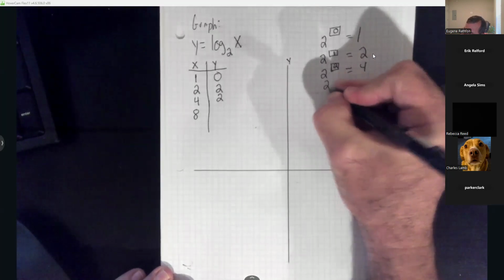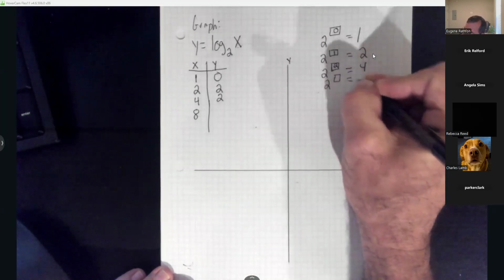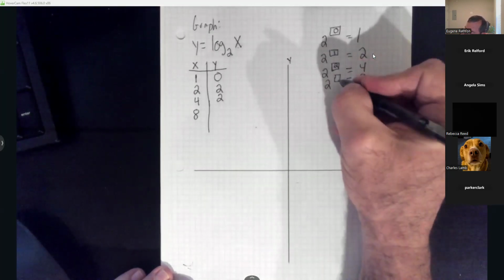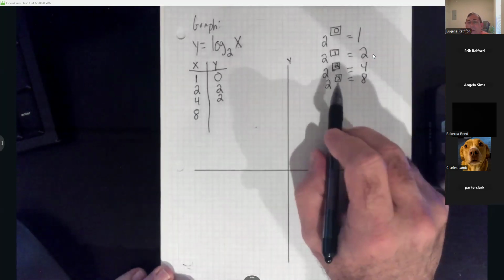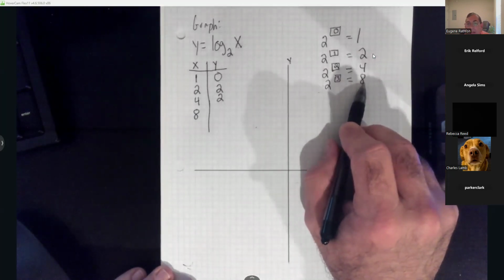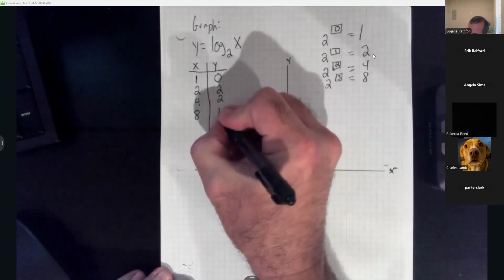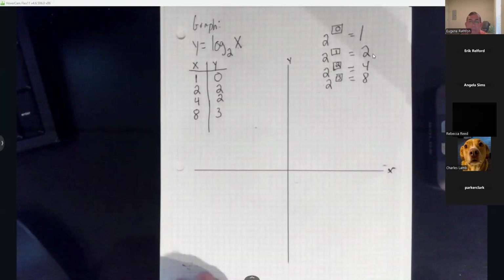So you got 2 to some exponent is going to equal 8. Well, y'all, that would be a 3. 2 times 2 is 4, times 2 would give me 8. So that would be an exponent of 3.